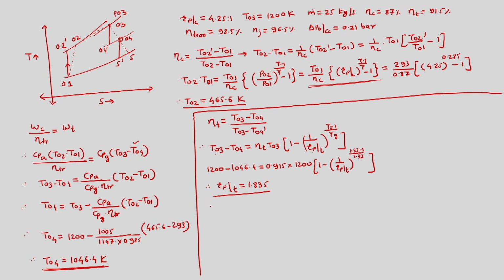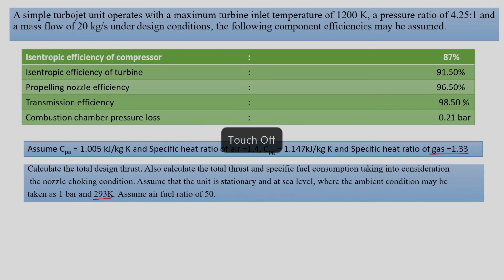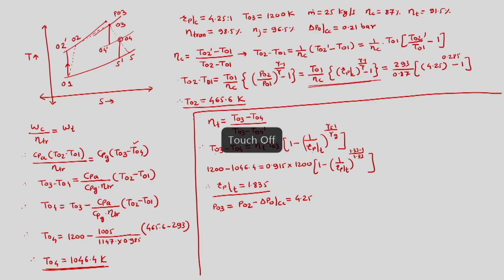We first should know what P03 is. P03 is equal to P02 minus delta P0 Cc. We are told that the entry condition to the compressor is 1 bar and the compressor pressure ratio is 4.25. So the total pressure at the exit of the compressor is 4.25 and the loss is 0.21. So we get 4.04 bar.